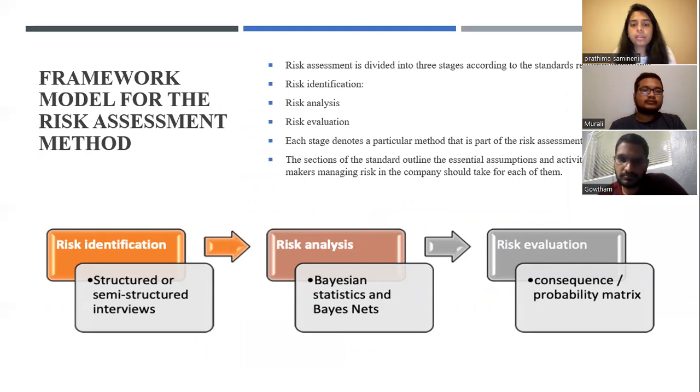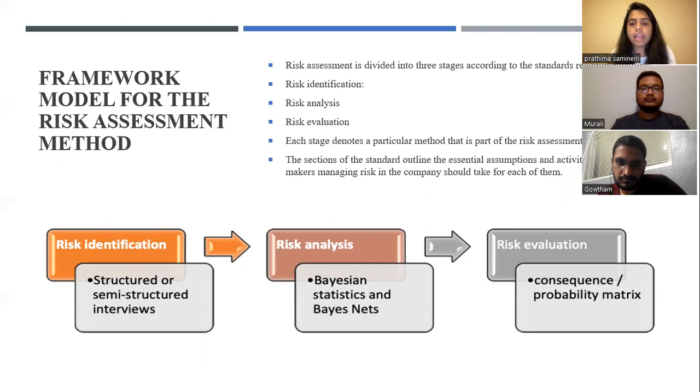Here, the risk assessment is divided into three stages according to the standard's recommendations. The first is risk identification, then risk analysis, and then risk evaluation. Risk identification uses structured or semi-structured interviews, risk analysis uses Bayesian statistics and Bayesian networks, and risk evaluation uses a probability matrix. Each stage denotes a particular method that is a part of the risk assessment.